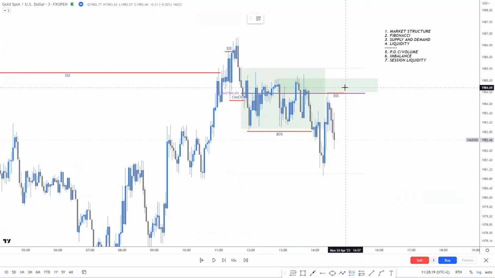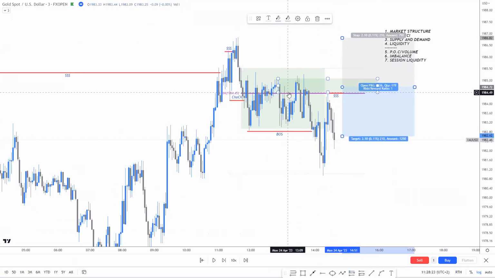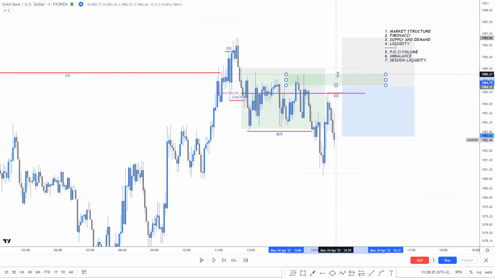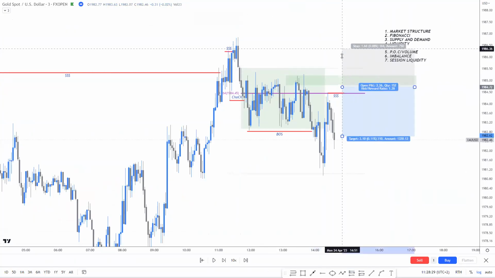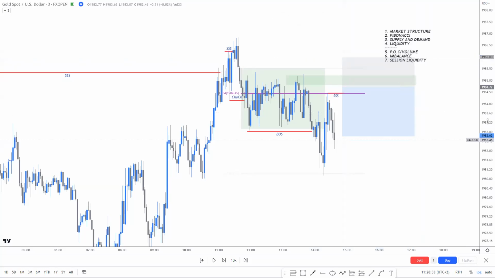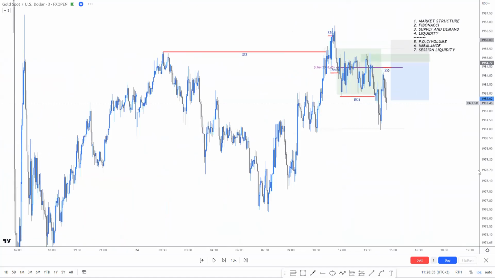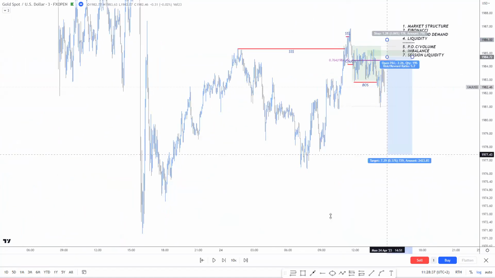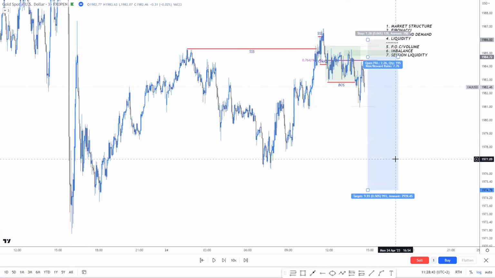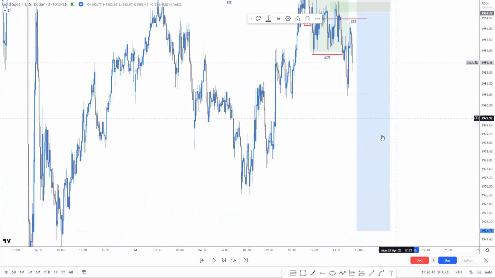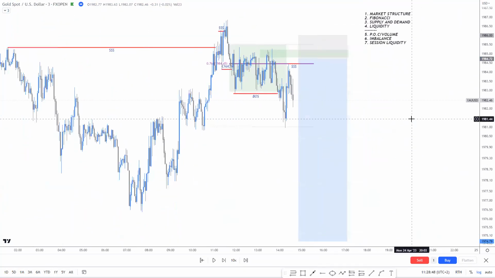I finally ended up entering at 84.7. I actually looked at this supply zone right here. Stop loss was at 1986. And take profit, main take profit, was the demand zone, the buy setup, which was more or less here. I took 80% off at 94.7. So this was the sell trade. And let's have a look at how it played out.